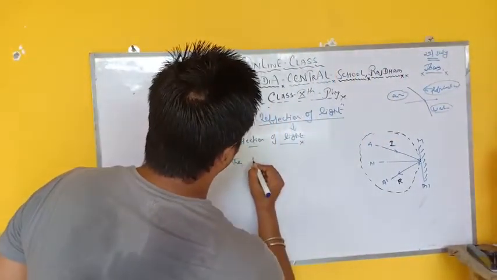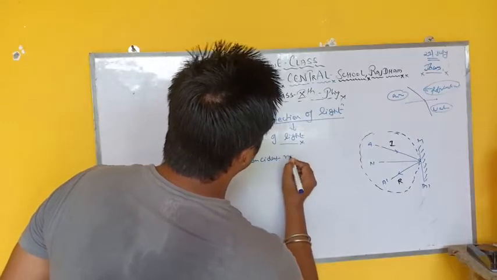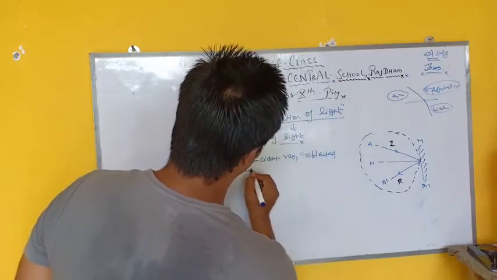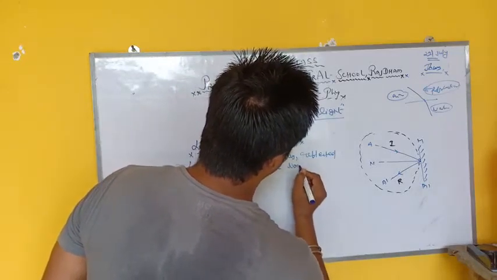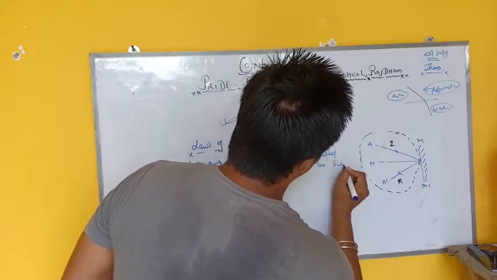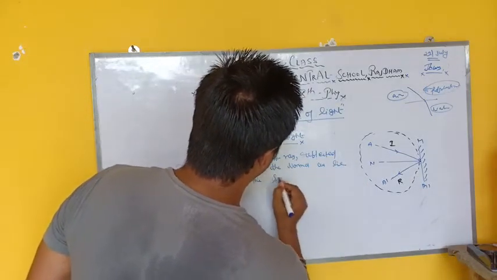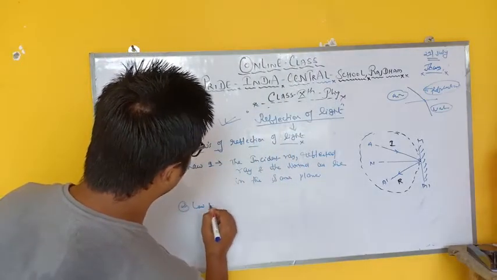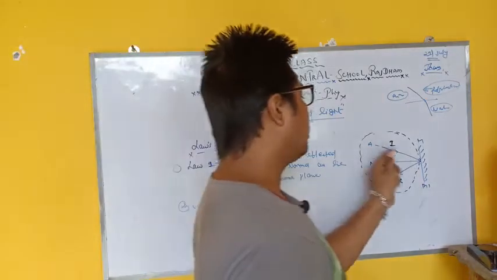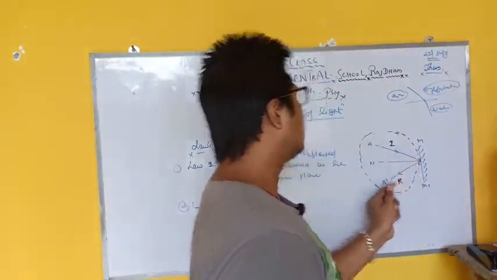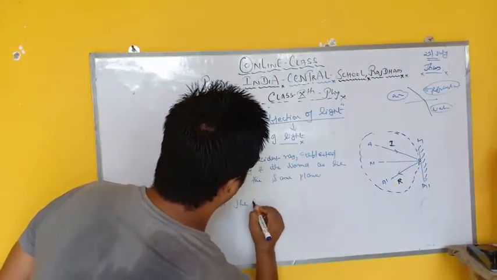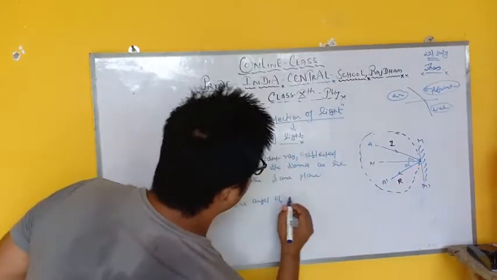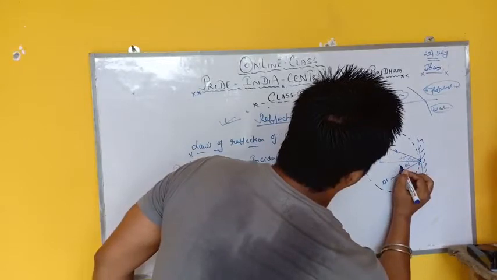That is, the incident ray, reflected ray, and the normal all lie in the same plane. Law number 2: the angle of reflection is equal to the angle of incidence, or the angle of incidence is equal to the angle of reflection. Say this is theta, so this also will be theta, or say if this is 30 degrees, this also will be 30 degrees.